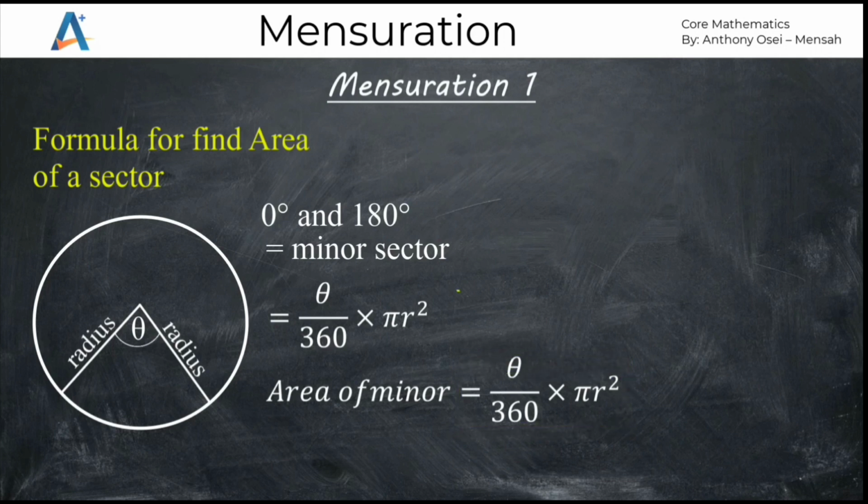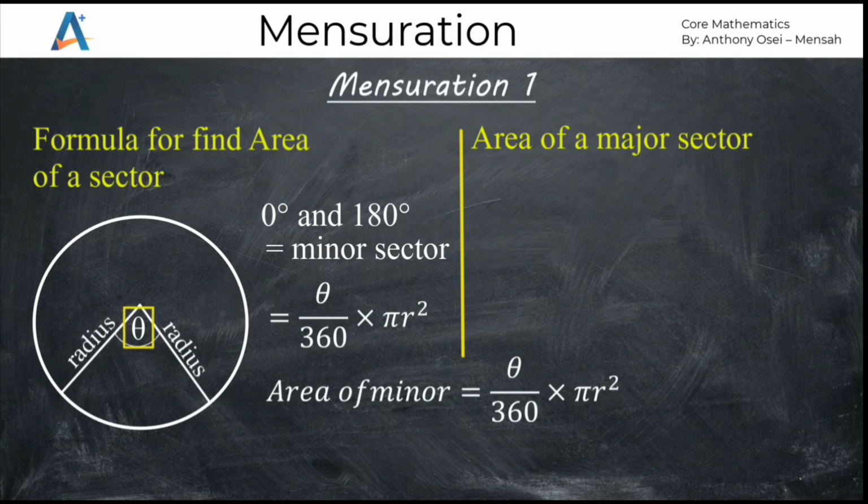Now let us look at the formula for finding the area of a major sector. But before that, know that theta is the minor angle lying between 0 and 180 degrees. Let us take the major sector's formula. At this point, we want to take a look at the formula for finding the area of a major sector.